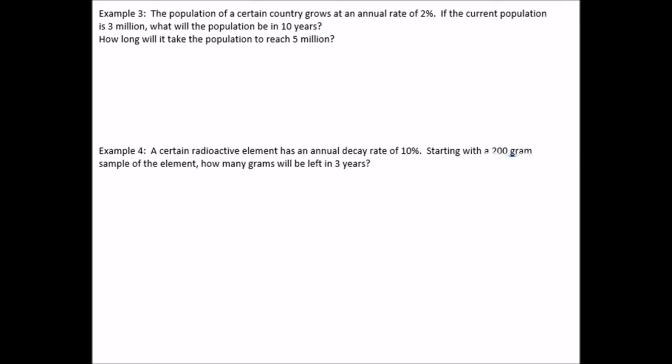Okay, so now we're going to take a look at 4 different examples of word problems. I like personally creating equations and then just solving. Okay, so let's learn how to make equations. So example 3: the population of a certain country grows at an annual rate of 2%. So annual is like per year, of course. Okay, 2% is 0.02. If the current population is 3 million, so the amount is going to be the 3 million, what will the population be in 10 years?